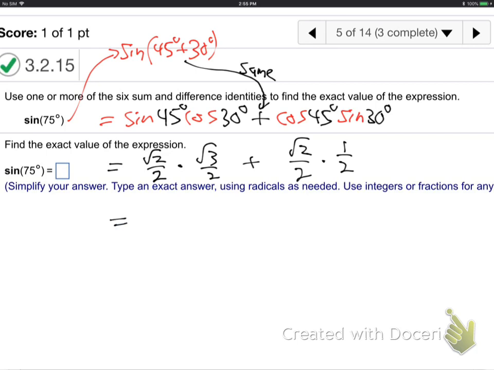Good? And then just multiply them together. So multiply the tops, root 6 over 4. Multiply together, root 2 over 4. That looks familiar. Root 6 plus root 2 over 4.